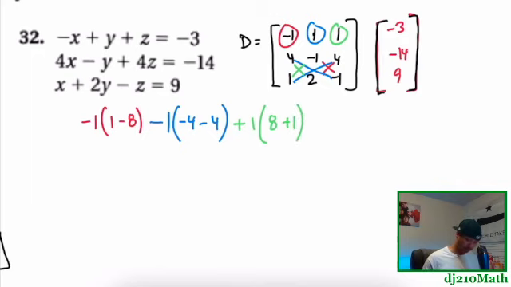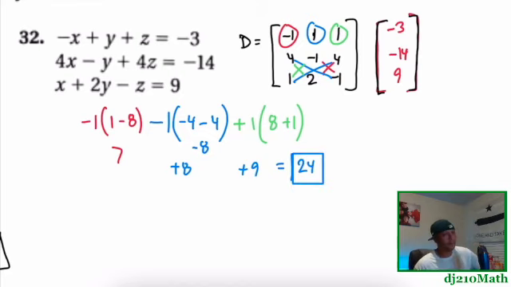Okay, this is going to be 1 minus 8 is -7 times -1 is +7. -8 times 1, -1 plus 8. 8 plus 1, 9 times 1. So this is going to be, what is this going to be? 9, 8, and 17, 17, 24. So D, capital D, is 24. Okay.